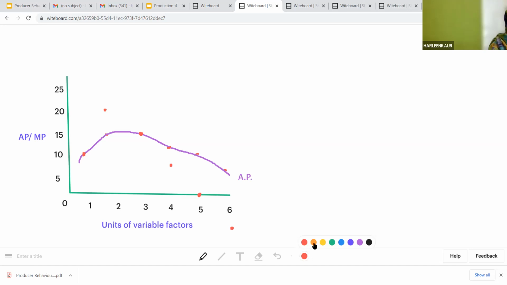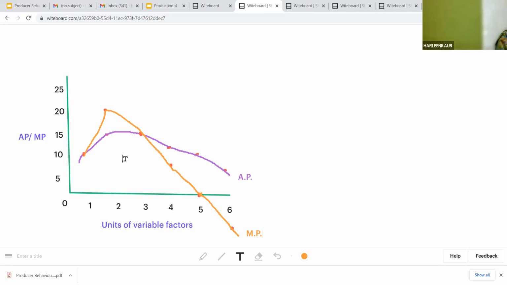What will happen here? I think you missed 3. Oh, no, no, sorry. Okay. Here it will increase, then it will start falling. It will meet with AP, then still positive but falling, and now 0. Now it becomes negative. This is our MP, marginal product.